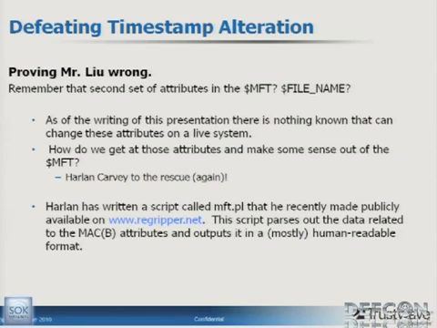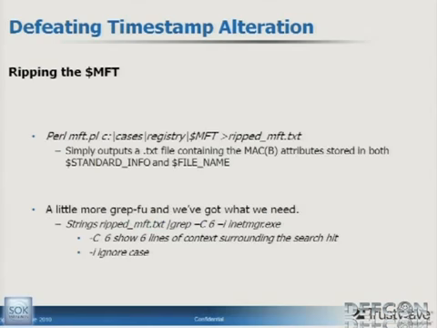I guarantee, or I can almost guarantee, that the machine wouldn't even work again if you tried to do that. So how do we get to these attributes and make some sense out of the MFT, because it's a disaster if you look at it in raw format. This is Harlan Carvey to the rescue again. He's written a script called mft.pl. It's also available on redripper.net, and this script parses out all the data for both sets of file stamps and dumps it out into a human readable format. It's a great tool, and it's fast.